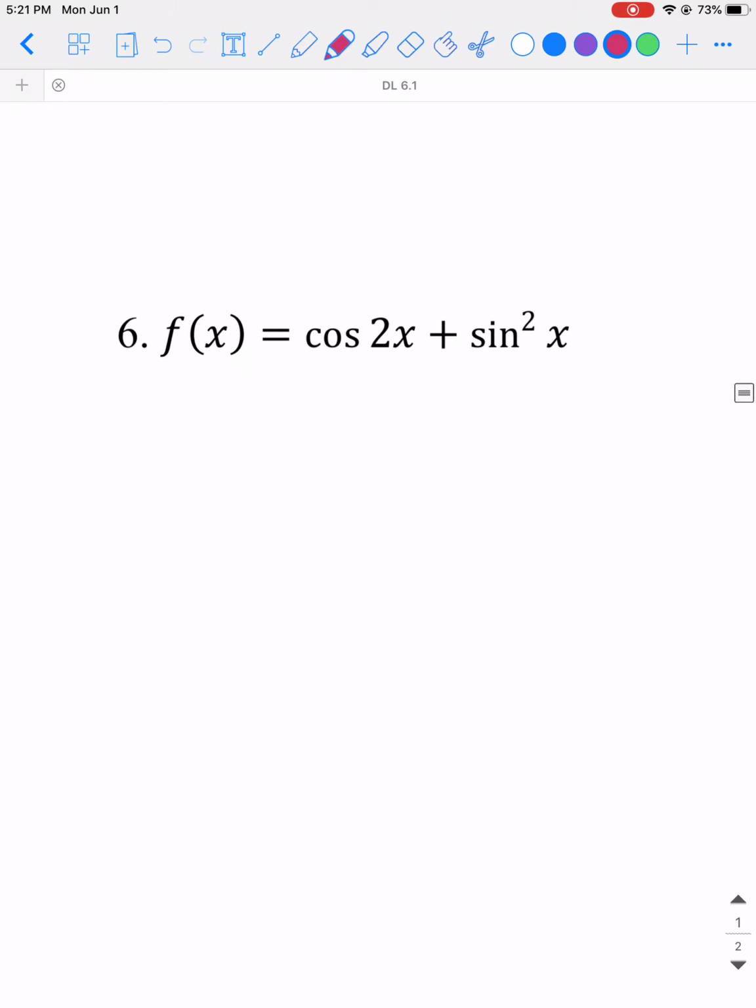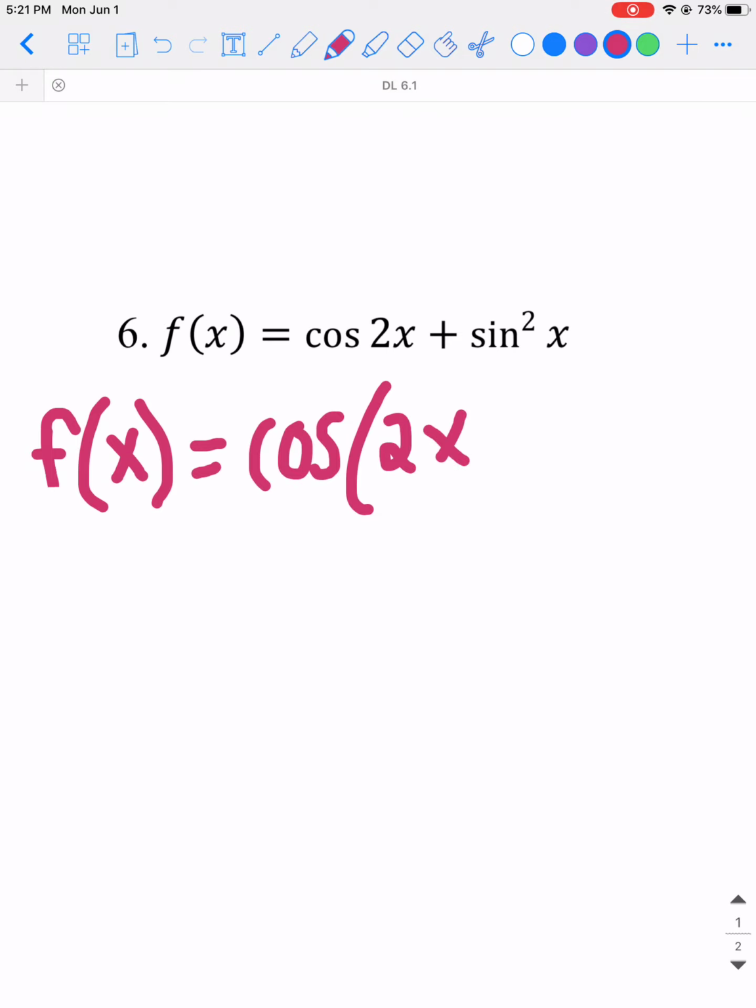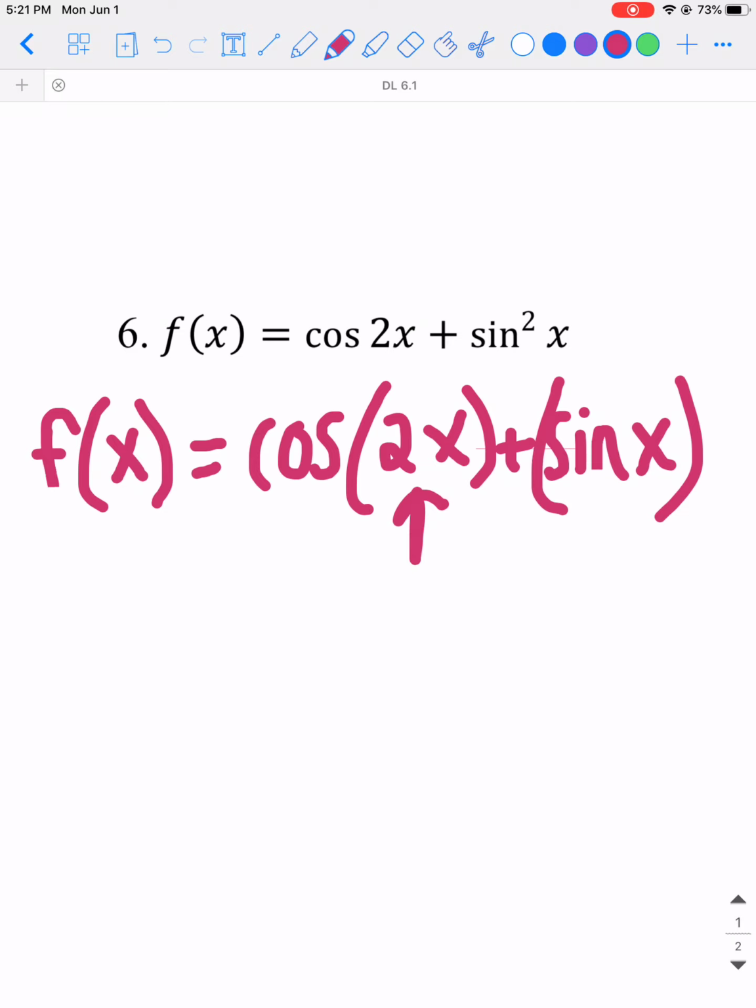Then last one for number 6. So there's a few things I would do first. This combines both ideas that I covered on those earlier questions. So f of x, let me rewrite this as cosine of 2x, adding in those parentheses to remind me that I have to use the chain rule. And then sine of x squared, moving that squared to the outside, reminding me I have to use the power rule. So now we're kind of combining both rules.